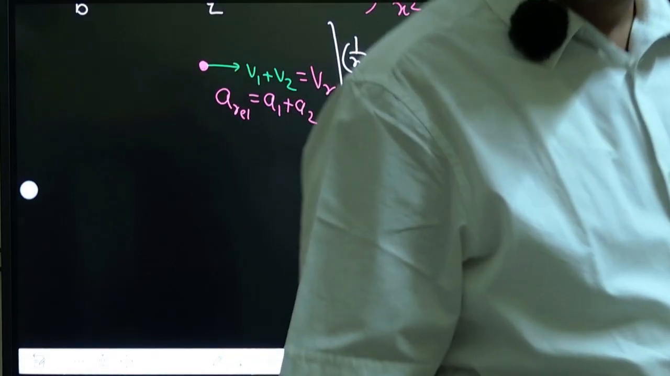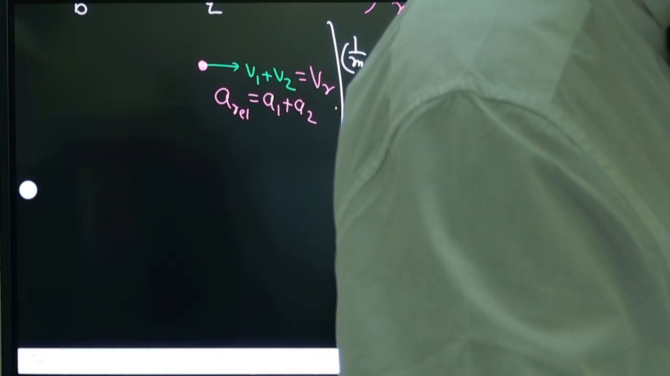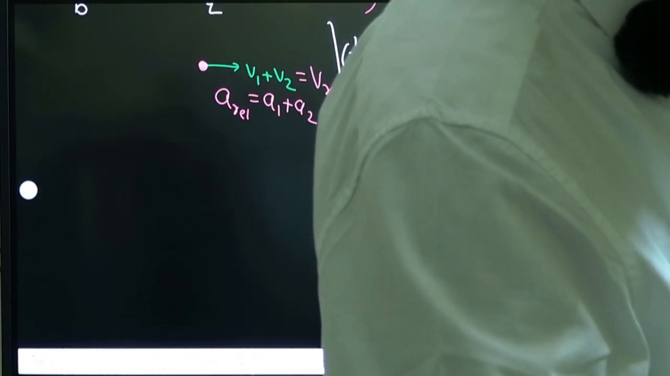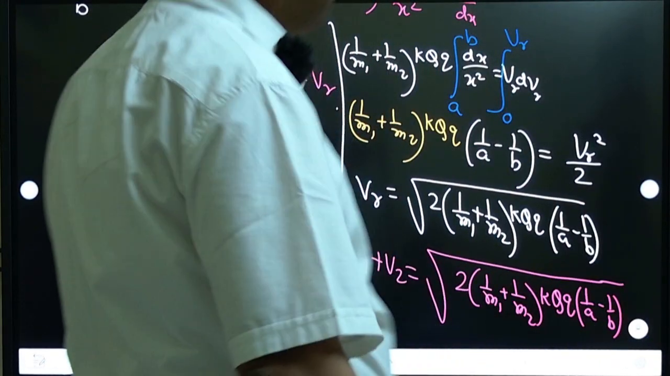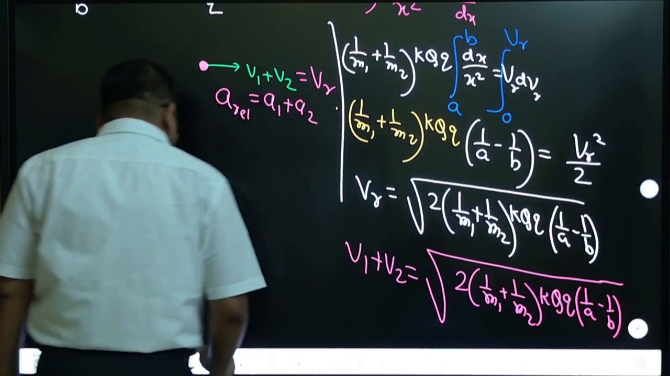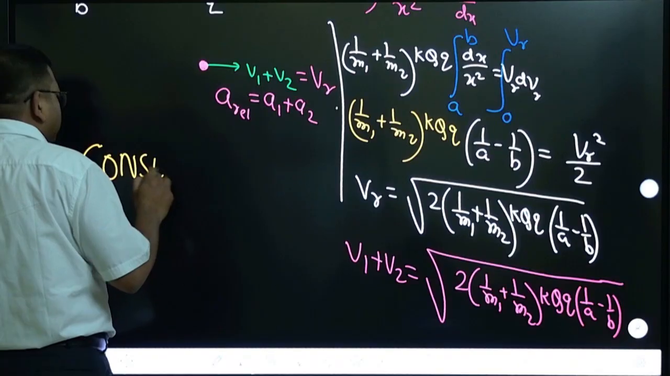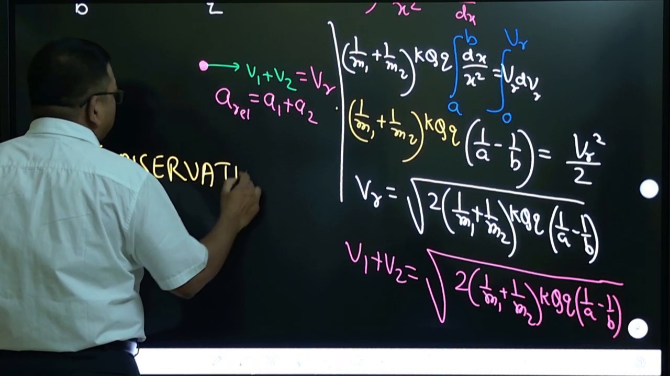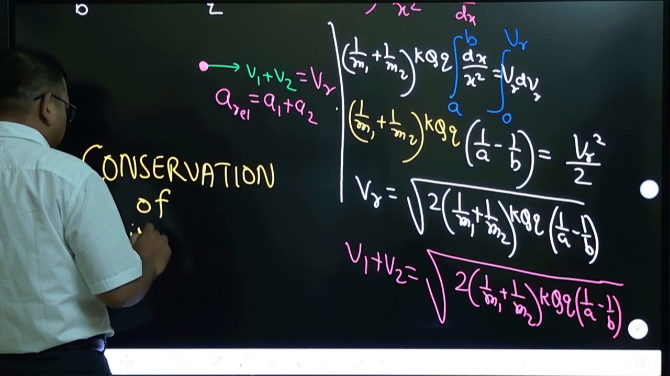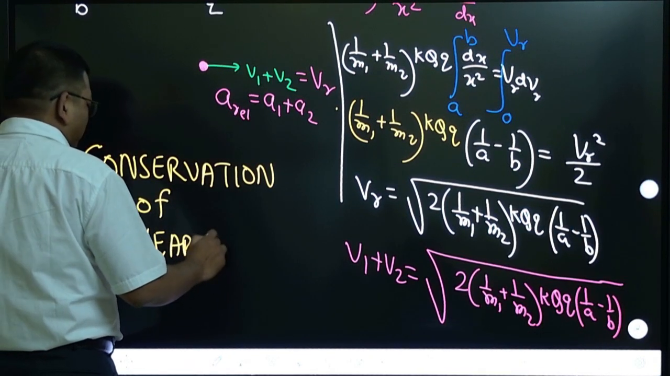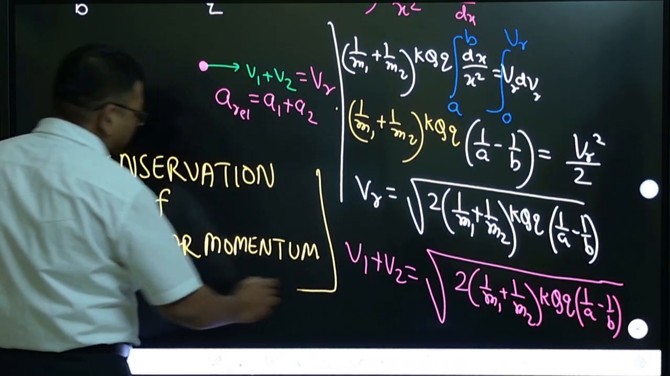Yes, Kavin. Delta P, momentum is constant. What is that called? Conservation of linear momentum. Yes. Do not forget this. It is very, very important. The whole chapter is based on this concept.